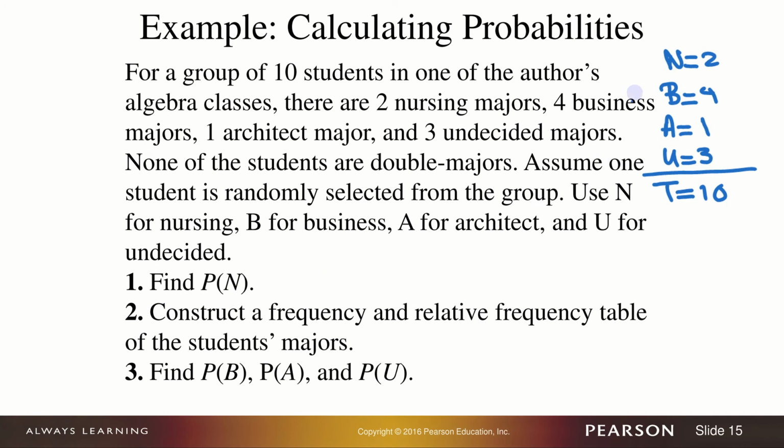In other words, what's the probability that if you pick a random student, you just close your eyes and put your finger on one of the names of these students, that that student is going to be a nursing major, right? And of course, that's just going to be the number for the nursing major divided by the number for the entire sample space. So notice n is 2, right? So we're going to get 2 over n of s.